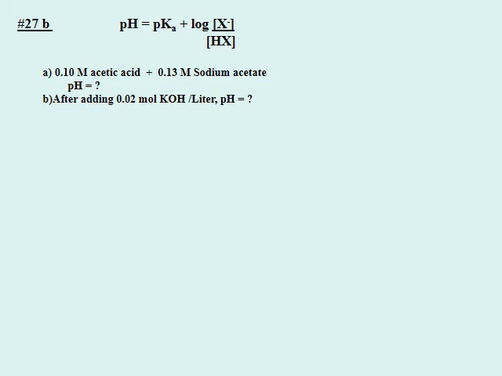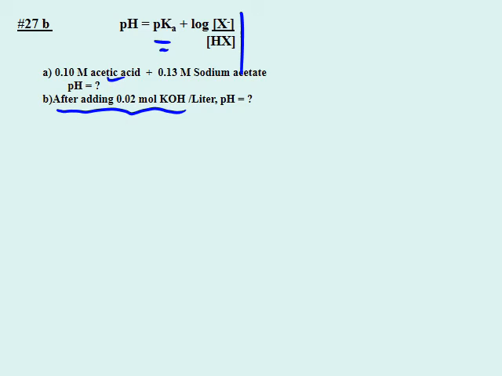Now we're going to do number 27b. We have done part A in the previous slide. So you have a buffer solution of 0.1 molar acetic acid and 0.13 molar sodium acetate. The question is, what's going to be the pH of the buffer solution after you add 0.02 moles per liter of potassium hydroxide? Now, in order to solve this problem, I need the Ka value, and the acid involved here is acetic acid. So from the back of the book, I got this number from Appendix D.